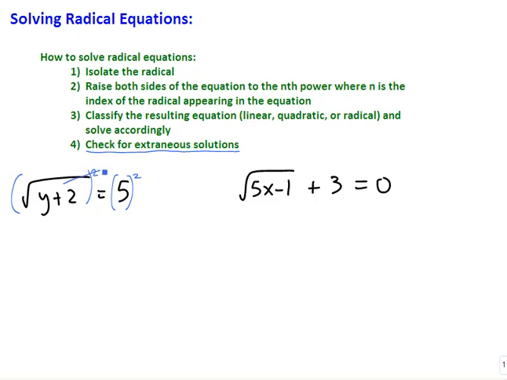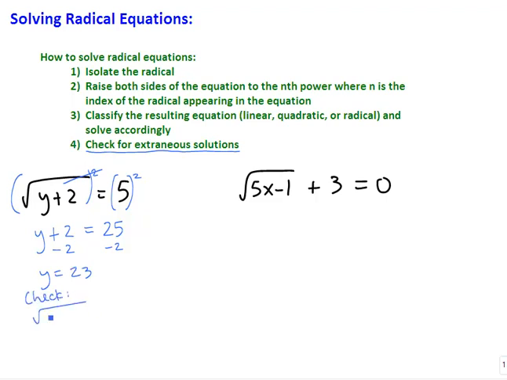Now a square and a square root cancel each other out, so this left-hand side just becomes y plus 2, but we now have a new number on the right side. 5 squared is 25. Now we're going to subtract 2 from both sides, and 25 minus 2 is 23. And before we put our box around our solution, we want to do a check.